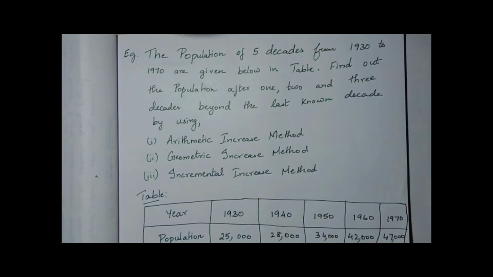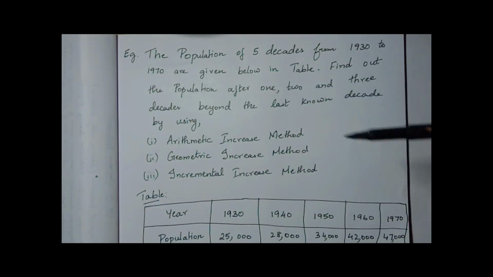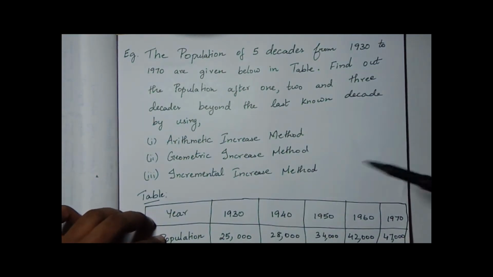So in the table they have given year versus population. Here we have 1930, 1940, 1950, 1960 and 1970. And population we have in the year 1930 25,000, 1940 28,000, 1950 34,000, 1960 42,000 and 1970 47,000. So they have asked to find out the population after 1, 2 and 3 decades beyond the last known decade. So the last known decade we have is 1970. So they are asking to find the population of one decade, which is 1980, two decades 1990 and three decades 2000. So let us find using these three methods.